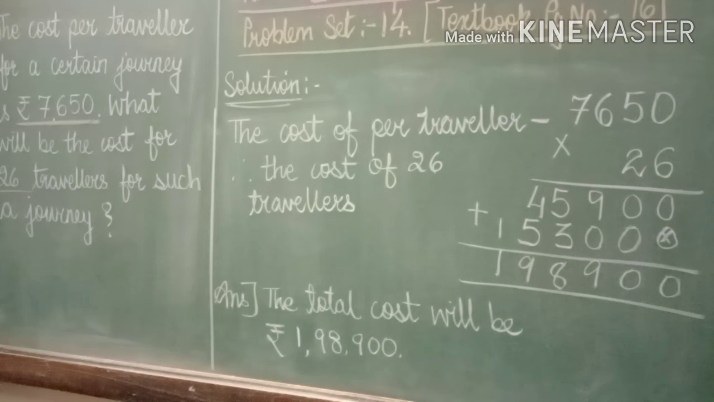So this we will be writing in the statement. The answer will be, the cost for 26 travellers will be, or you can even write as, the total cost will be rupees 1,98,900. So students, here we have finished with the problem set number 14 with the word problems. I hope you must have understood this.